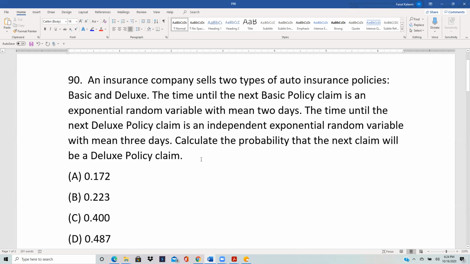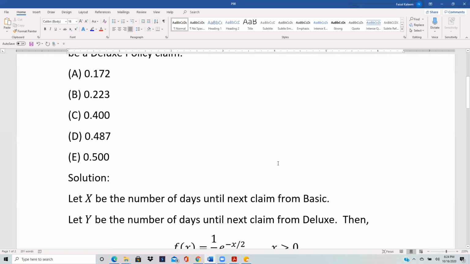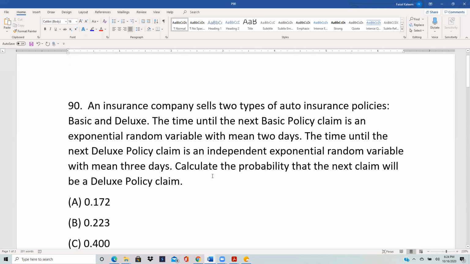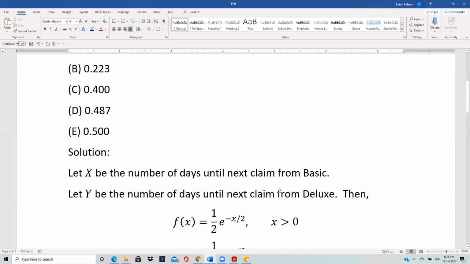So let X be the number of days until the next claim for basic, because that's what the variable is, time until the next claim. So X be the number of days until next claim for basic, and Y be the number of days until the next claim for deluxe.